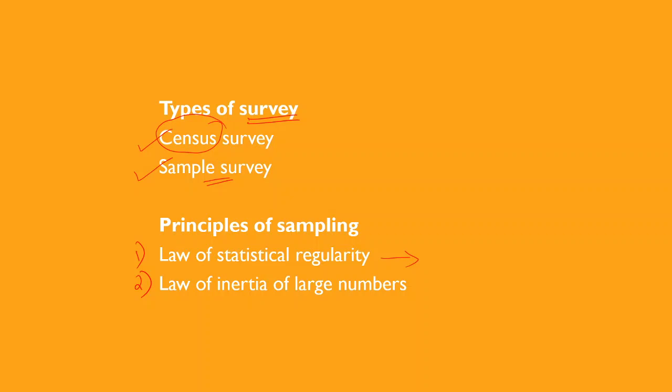Then second one is law of inertia of large numbers. This principle states that large numbers are more stable than small numbers. So if the sample size is increased, then that will be more representative of the population. So that is what the law of inertia of large numbers.